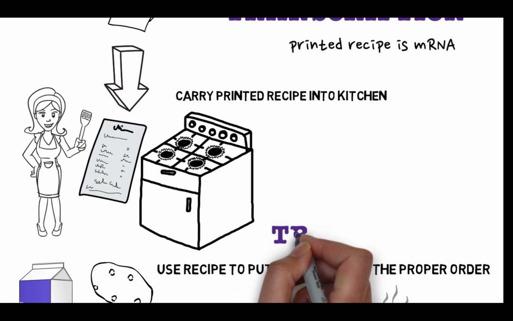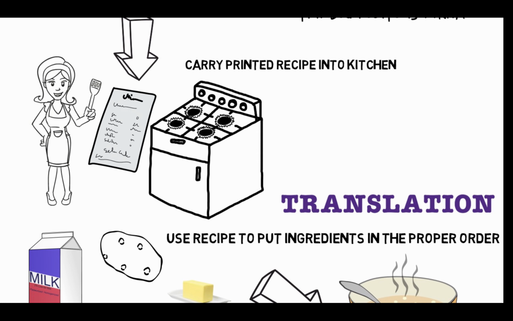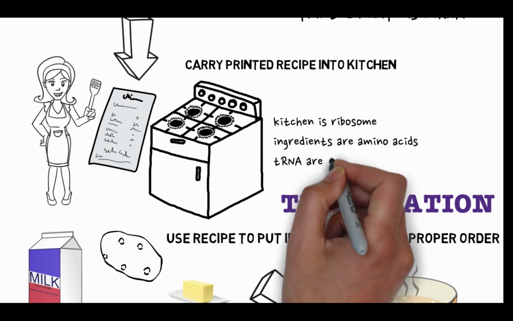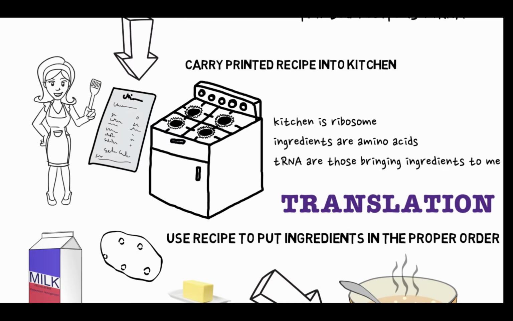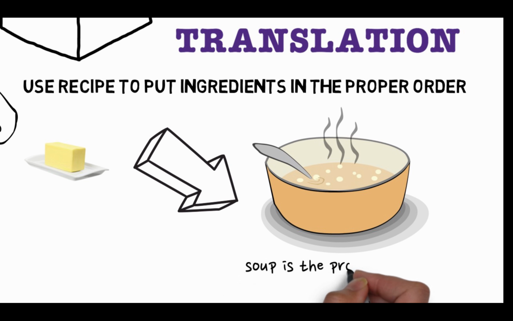Translation is when I actually make the soup, or when I make the protein. The kitchen's the ribosome. The ingredients I use are amino acids. And anyone who brings me the recipe is the tRNA. Finally, the soup is the protein made. I hope that's helpful.